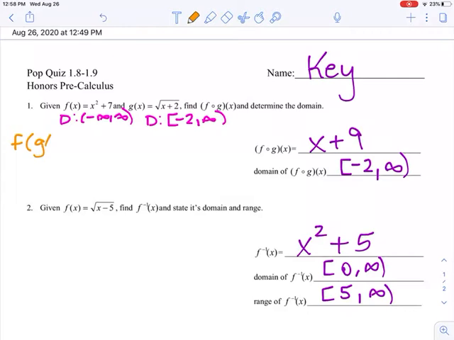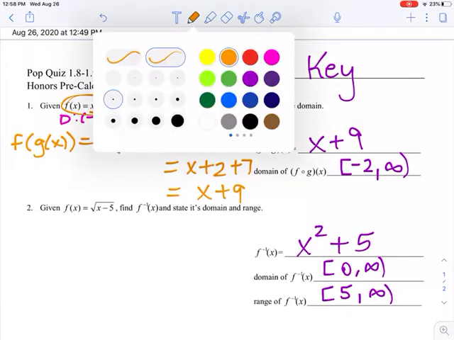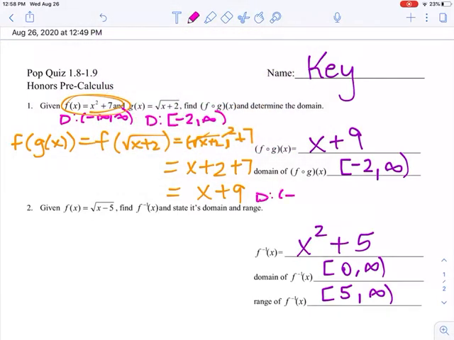Okay. Now, when we do the composition, this just means f of g of x. Okay, so our function g is radical x plus 2. And when we plug that back into function f, we're replacing x squared plus 7. So the square root and square cancel, and we're left with x plus 2 plus 7, which is how we get x plus 9. Okay.